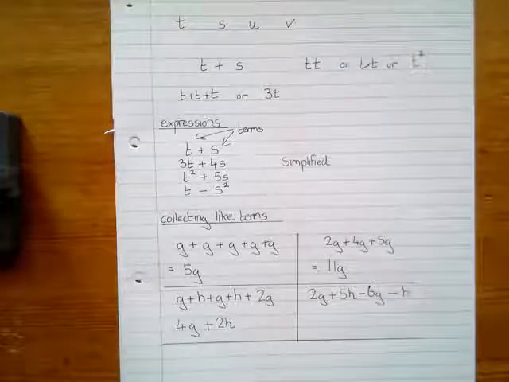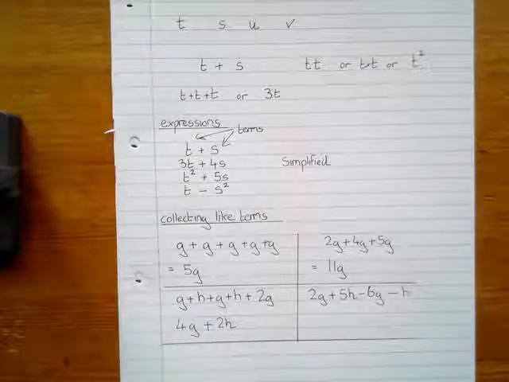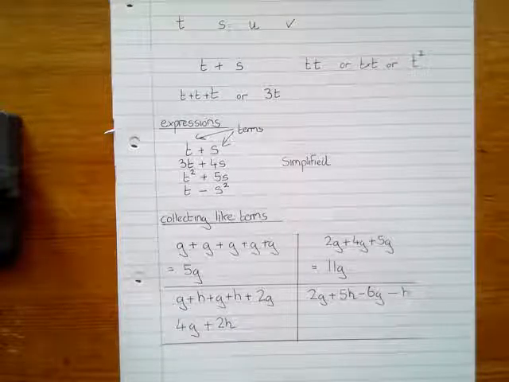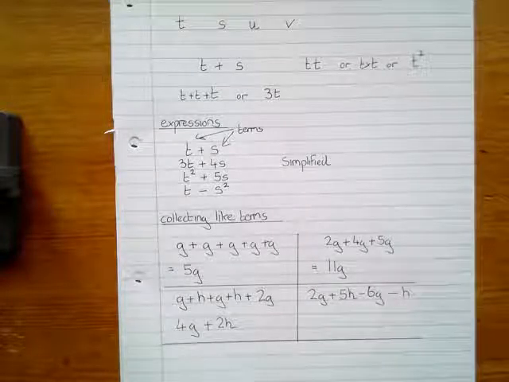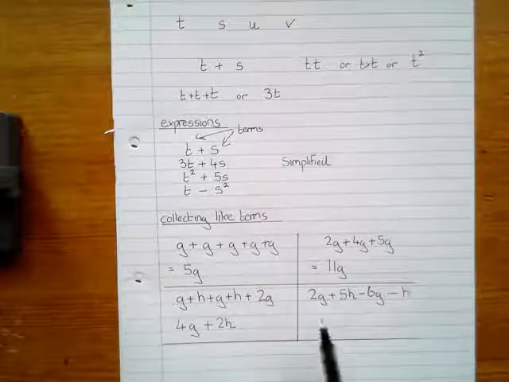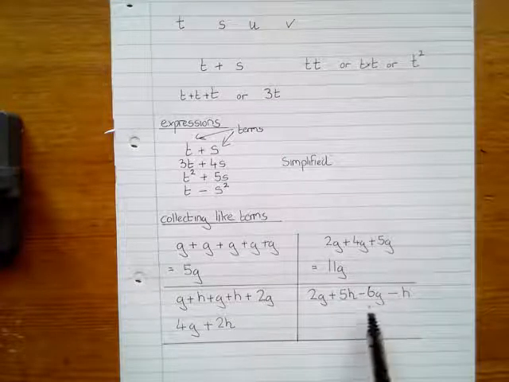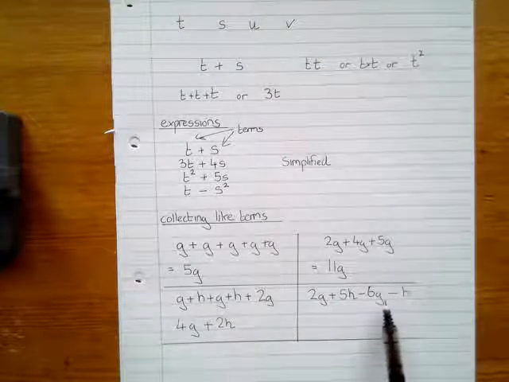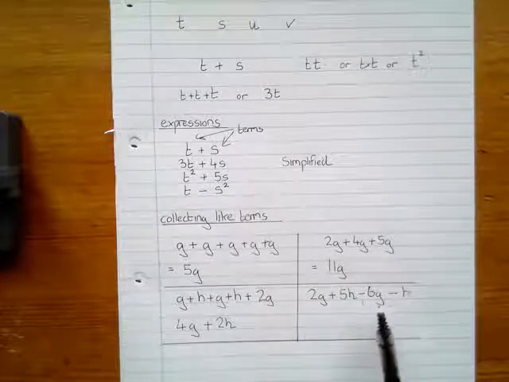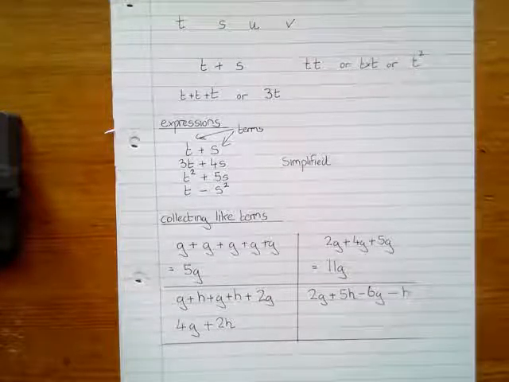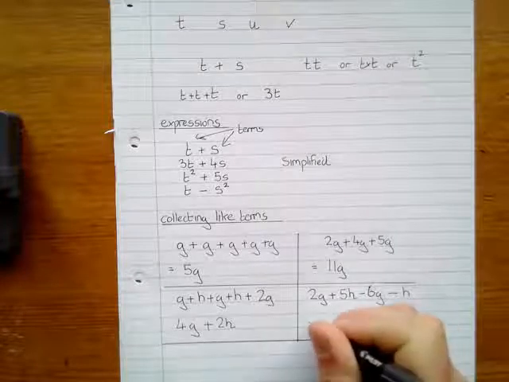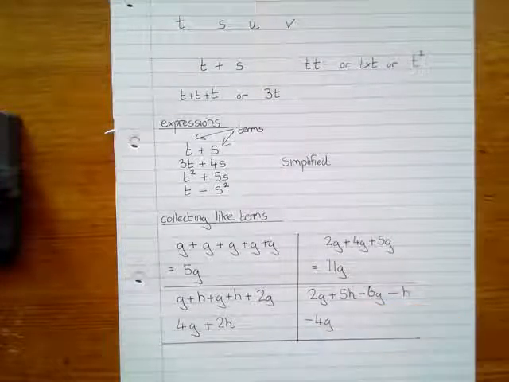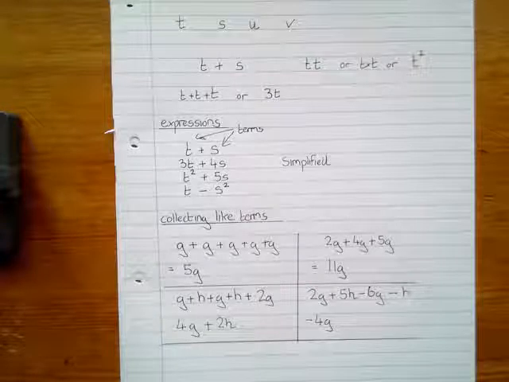but there's 2 different types there. There's G's and there's H's. Now the trick to doing this is to just look at them one at a time. So I'm looking at the G's now. I don't care about the H's, I'm just looking at the G's. I've got 2G here, and I take away 6G from that. 2 lots take away 6 lots. In other words, 2 take away 6. Now, I think you've done negative numbers with Miss, so you should know that 2 take away 6 is minus 4. So I've got minus 4 G's.